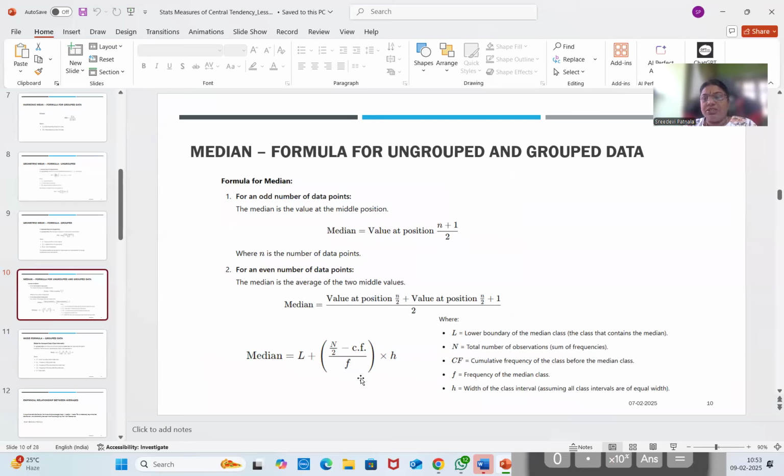All this while we used summation of Fi. Here, no summation of Fi, it is just F into H. What is F? It is the frequency of the middle class, the median class. What the median class is, and its frequency, is also a tricky thing which we will understand in the median. So now let's go to the example.